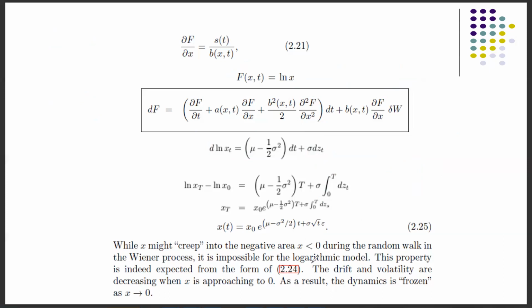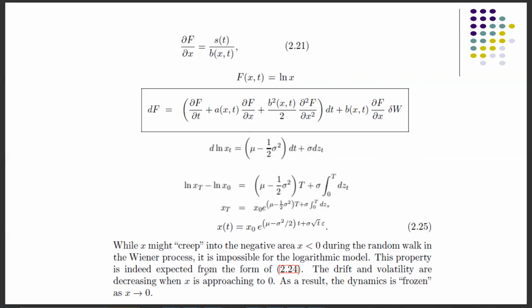And what is interesting, why we have chosen exactly the geometrical Brownian motion, but not arithmetical Brownian motion. Maybe someone knows, I don't know. Because going into the negative area, x less than 0, the random walk in the Wiener process, it is impossible for the logarithmic model.